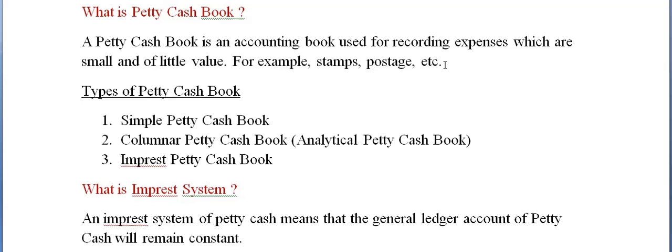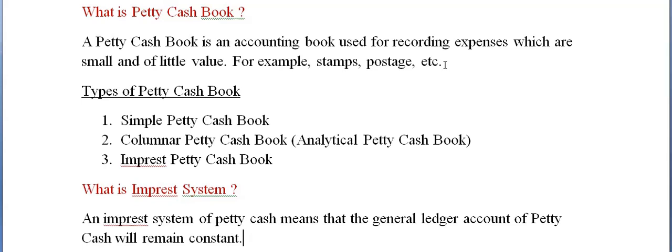So a petty cashier will be provided a fixed amount of money, let us say 1000. So every month 1000 will be paid to that particular petty cashier, and after having that 1000 rupees in his hand, he can start recording the petty expenses. So according to this Imprest system, every month before you start recording the transactions in the petty cash book, there must be 1000 in his pocket.